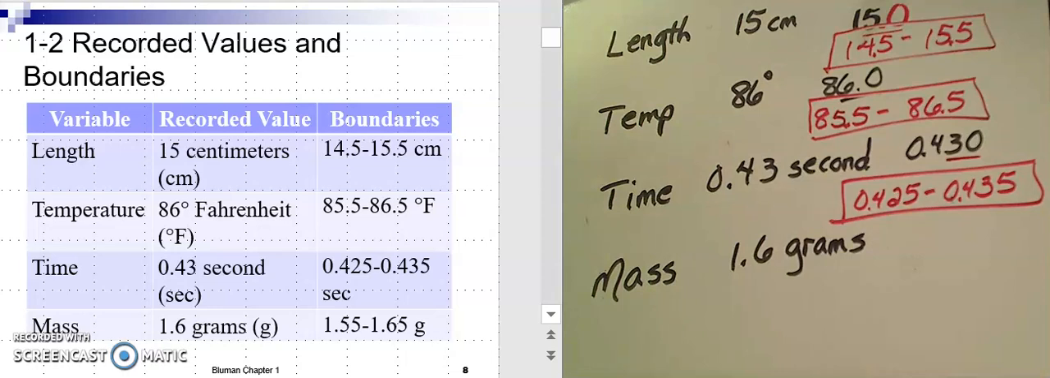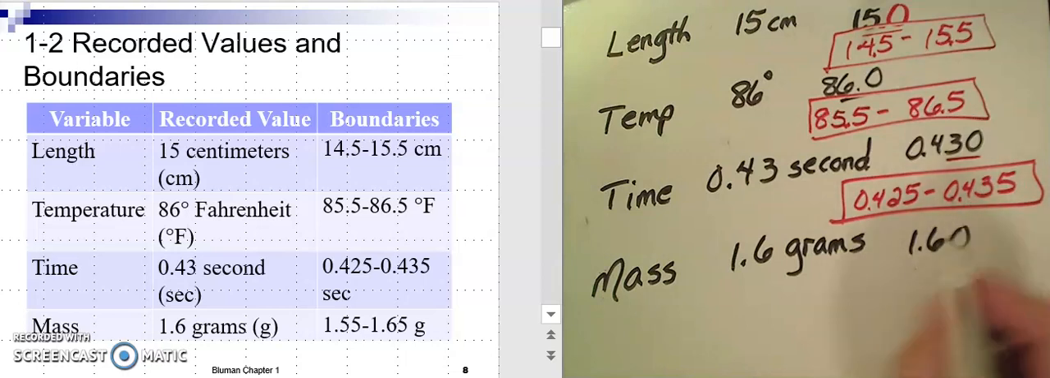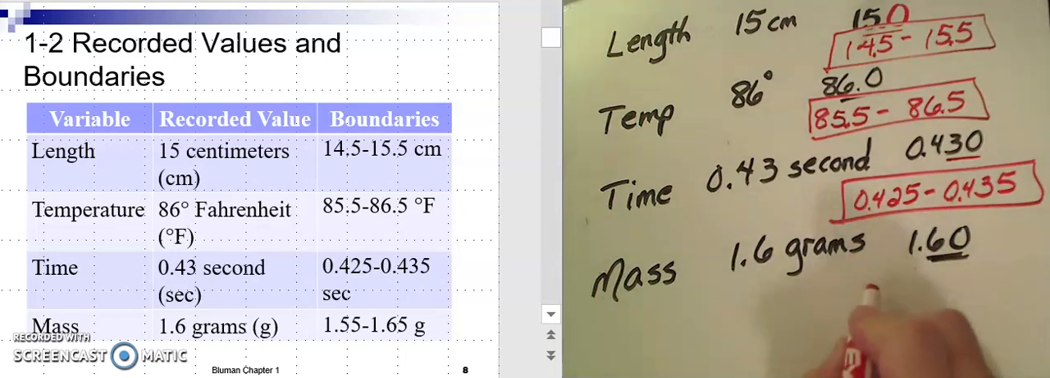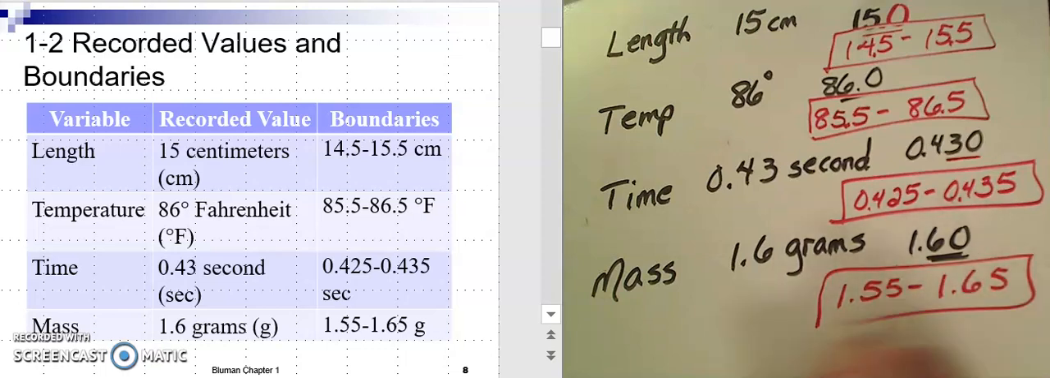And then for the last one, the mass, we've got 1.6. Annex that with a 0. Looking at the last two digits, 60 lies between what two numbers that end in 5? That is 55 and 65. Then go back and fill in the rest, and now we have our boundaries for that one as well. So this little technique might help you decide on the boundaries for a measured value that's been rounded. Okay, and we'll pick up with the next part on the next video.